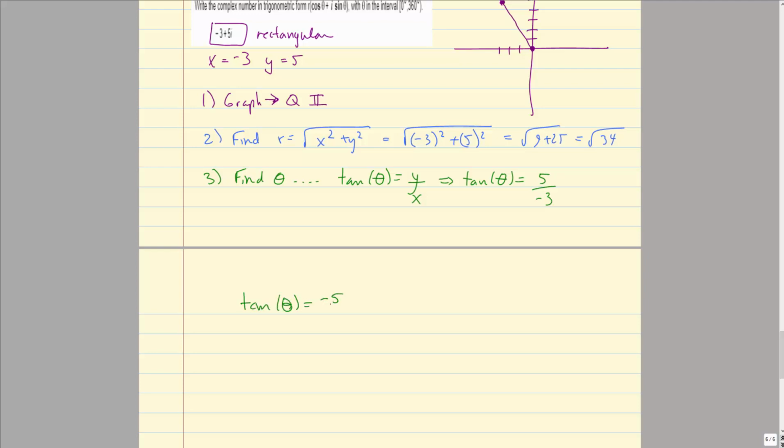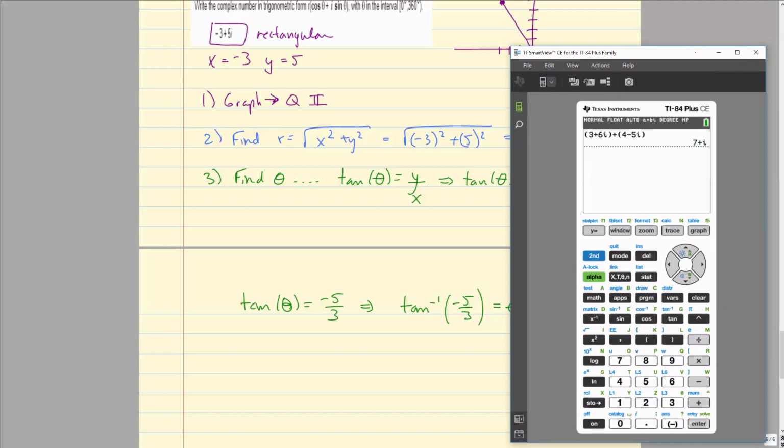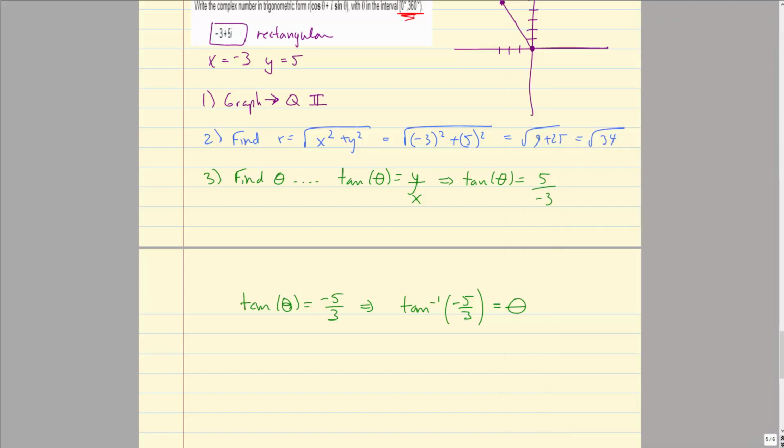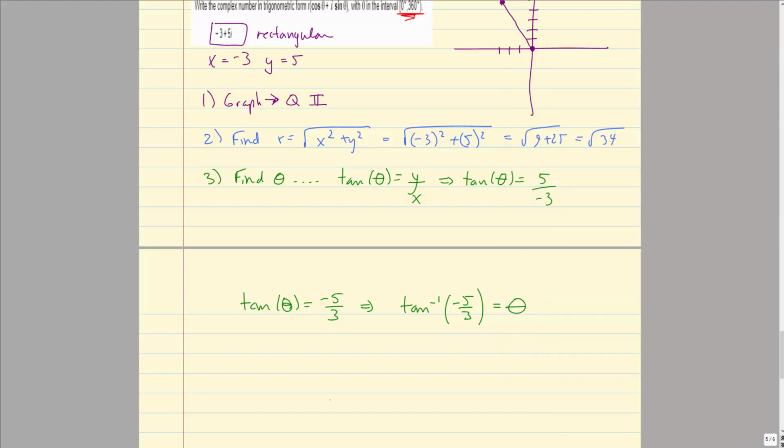So I have tangent theta equals -5/3. So what I can do here is take the inverse tangent of both sides, and I get inverse tangent of -5/3 is equal to theta. So let's go ahead and grab the calculator. And the first thing I want to do is to make sure we're in degree mode, because we're supposed to be working in degrees, and I know this because up here it shows us degrees. Okay, so I have the inverse tangent of -5/3, and this is -59.04 degrees.